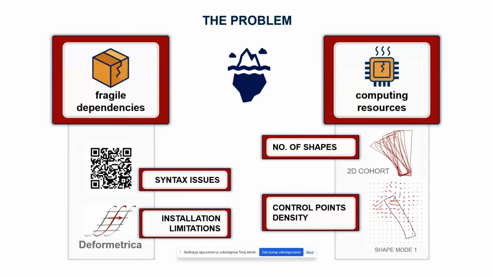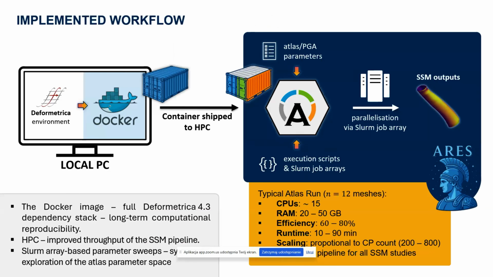So I managed to run 2D simulations eventually on a workstation, but in 3D it was impossible, even for a small set of 12 3D shapes. To address the installation issue, I packed Deformetrica into a Docker container. This created an environment with all the necessary dependencies and tweaks in the source code that could be transferred between machines without too much hassle.